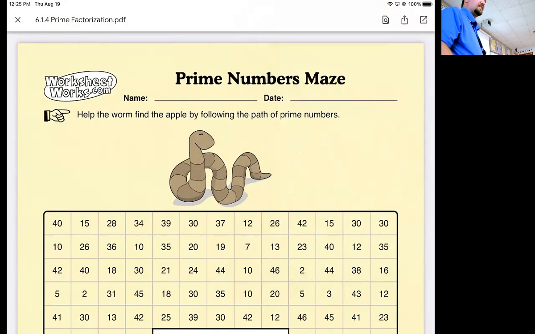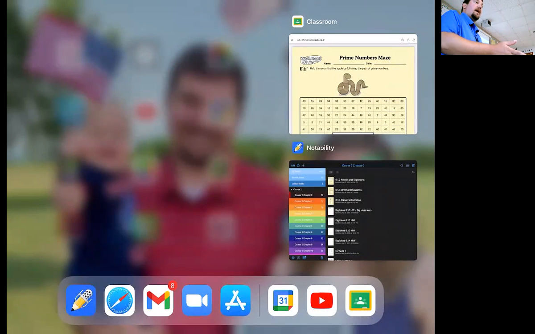Spam call. That's why I get so many spam calls. People working on a prime number maze. Just joking.